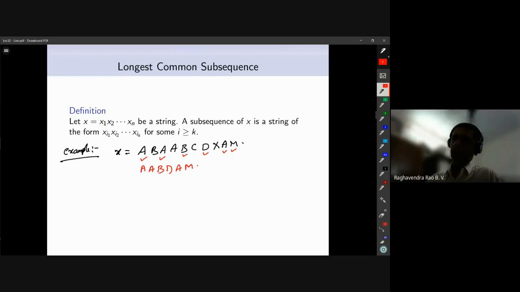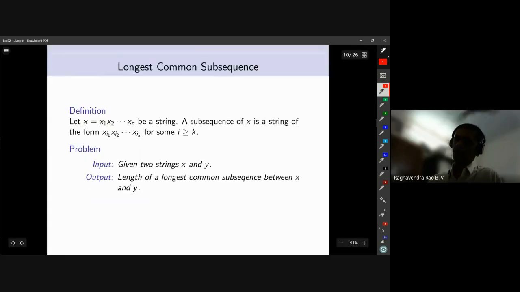So now the problem is the following. We are given two strings x and y, which could be of different lengths. Let's say they are of length m and length n.